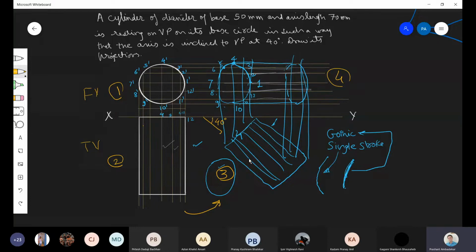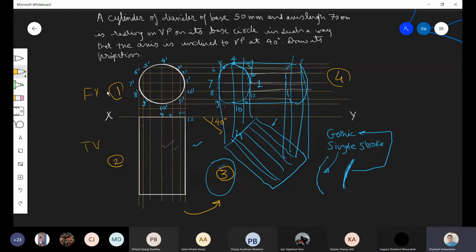Now all these lines should be generators. You can see here how I have drawn. So all these lines should be generators, so light and thin. Only the outer periphery will be dark. Okay, so I think stage 3 is clear to all of you. Now we'll discuss stage 4.